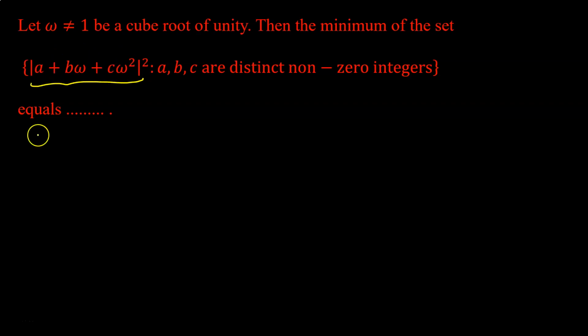So this is an imaginary number. So what we have is something like this. We have mod z square. So we know that mod z square is equal to z into z bar. So here also we can apply the same principle.